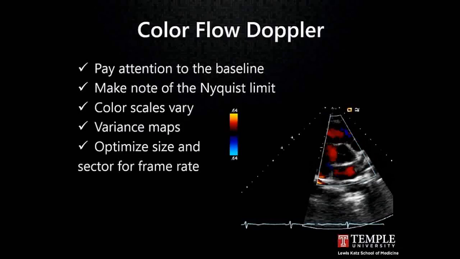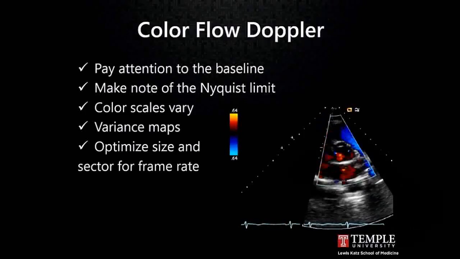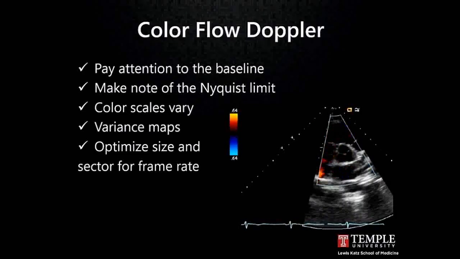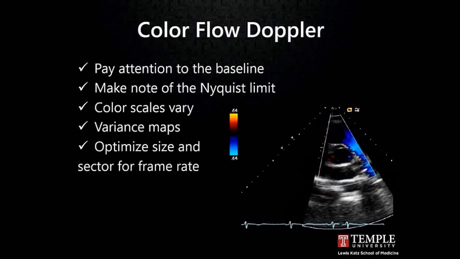And then also note that color scales can vary. This is some arbitrarily applied color scale. They could flip that color scale, or they could add a variance map to look for turbulent jets. These are things that you should be aware of, because you're going to see a vast variety of images, and you should be aware of the physics and the normalcy of studies.